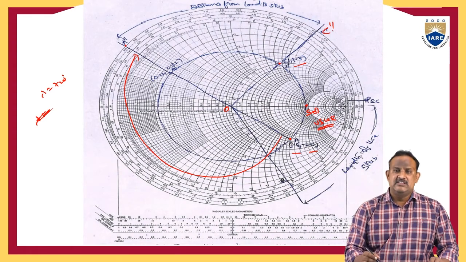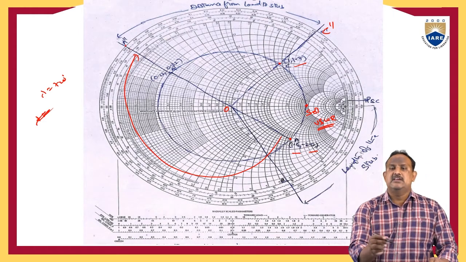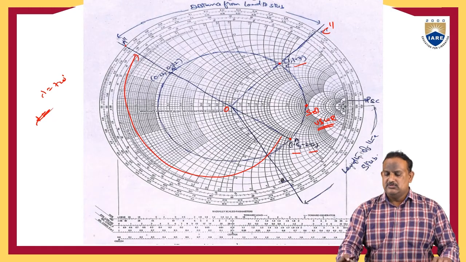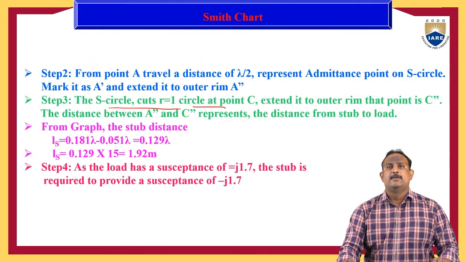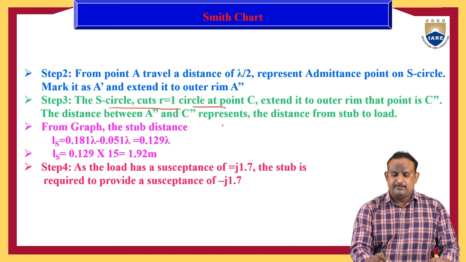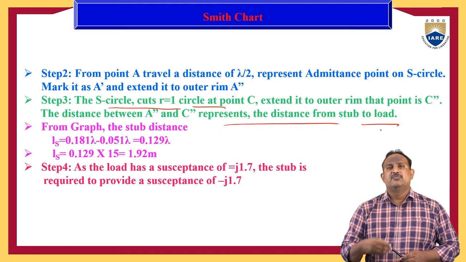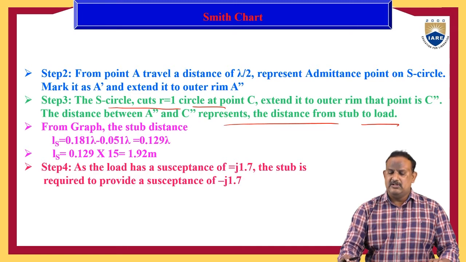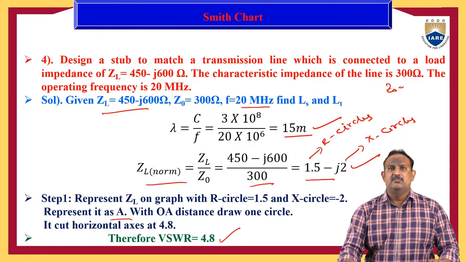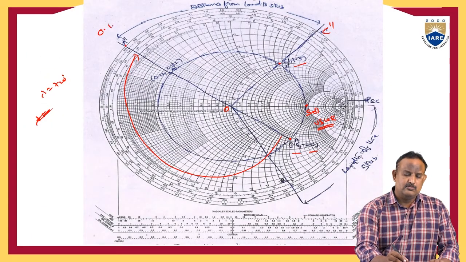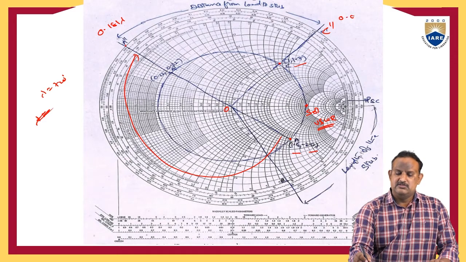Now the distance between C double dash and A double dash is the distance from the load to the stub. From the graph, the stub distance LS is equal to 0.181 lambda minus 0.05 lambda.